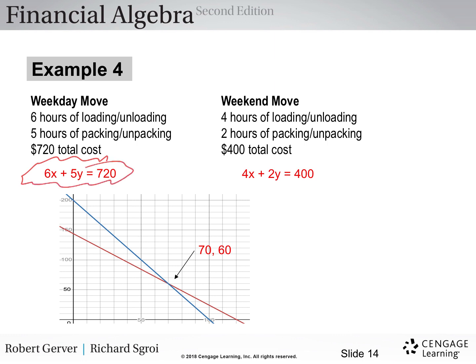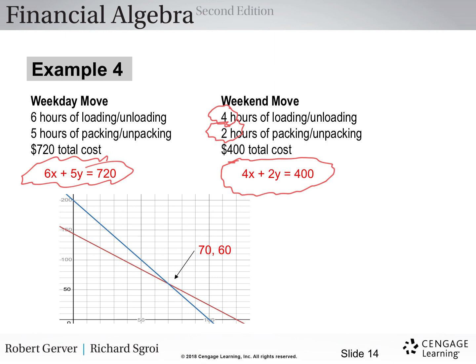Now, I've also looked at their figures for a weekend move. In this case, it's only 4 hours for loading and unloading, 2 hours for packing and unpacking, and a total cost of $400, which comes out to be an equation of 4 times X plus 2 times Y is equal to 400.